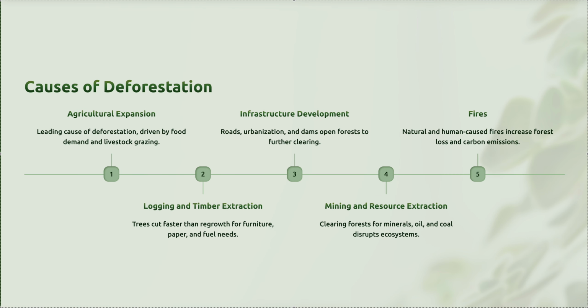There are several major causes of deforestation. One is agricultural expansion. As the demand for food grows, forests are cleared for crops and livestock grazing. Two, logging and timber extraction. Trees are cut down faster than they can regrow to meet the demands for furniture, paper, and fuel. Three, infrastructure development. The construction of roads, cities, and dams leads to further clearing of forests.